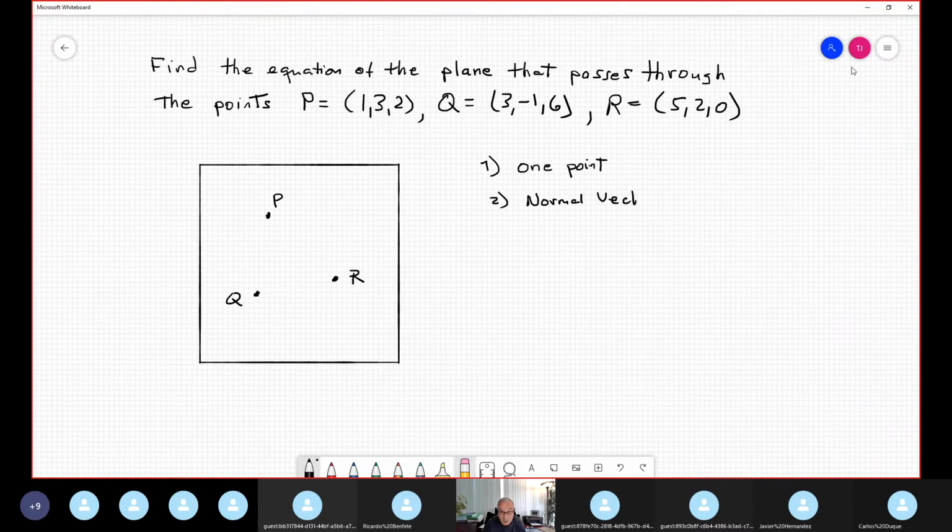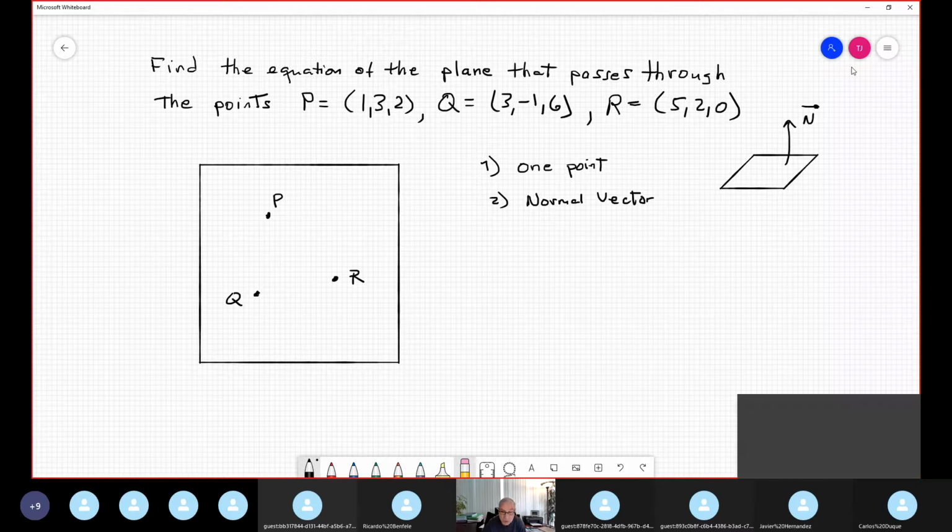Not a direction vector, normal vector, which is a vector perpendicular to the plane. So suppose this is a plane. Okay, so it's a normal vector like that. Not necessarily a unit vector. Any normal vector. Okay? So what should I do?